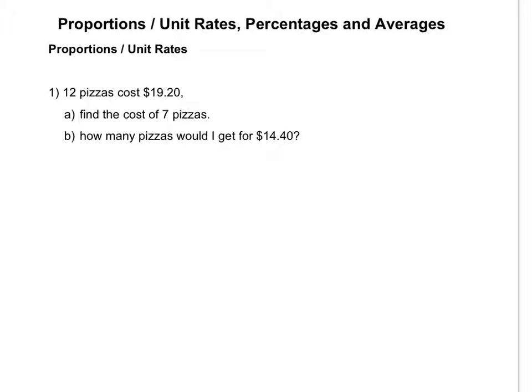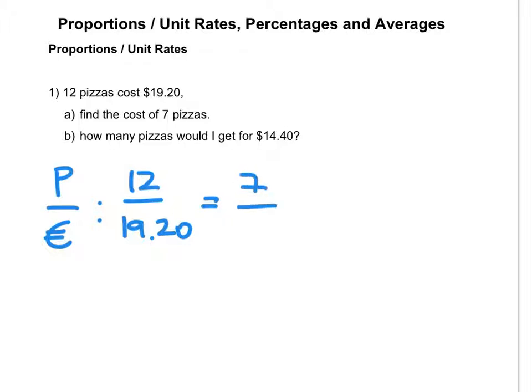So first one here, straightforward. We're talking about pizzas and price. So I'm going to write pizzas on top, price on the bottom. You can also do price on top and pizzas on the bottom. It's going to be the same. So this is part A. We know that 12 pizzas costs $19.20. And then we want to find 7 pizzas costs X. So you do your cross multiplication to solve that. That's part A done.